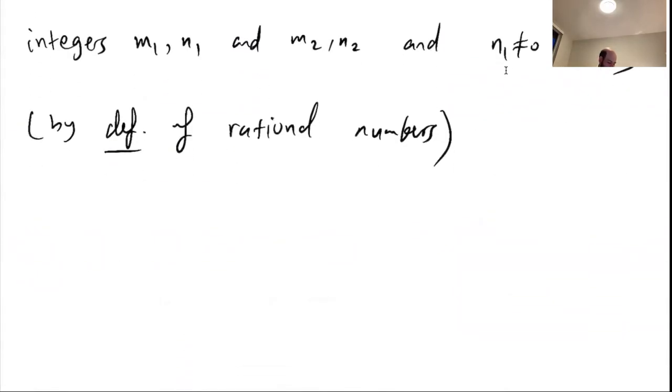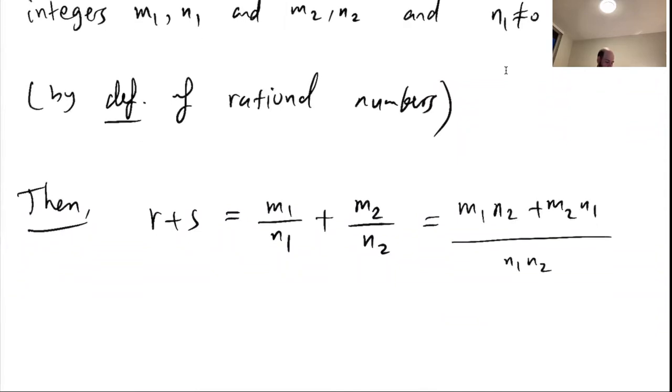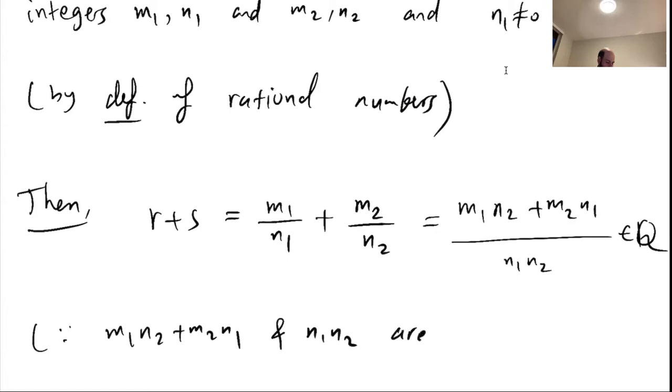So then R plus S will be equal to M1 over N1 plus M2 over N2. And then this is going to be M1 N2 plus M2 N1 divided by N1 N2, which also belongs to the set of rational numbers, because M1 N2 plus M2 N1 and N1 N2 are integers, right?